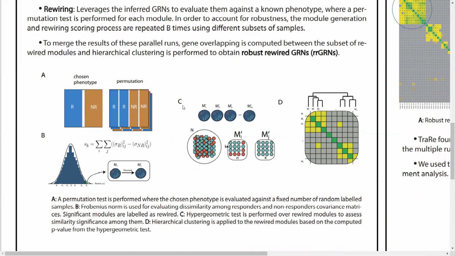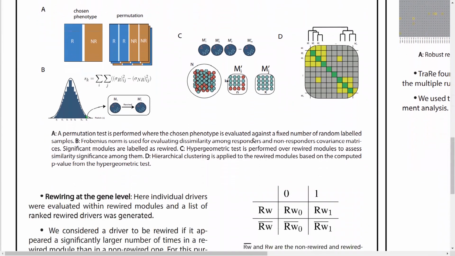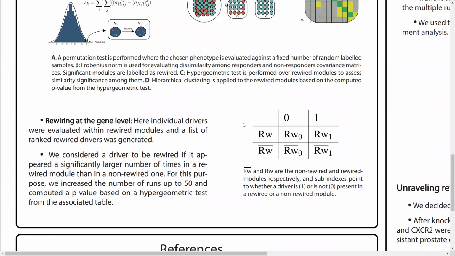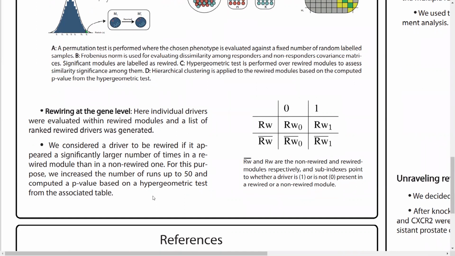So from the rewired inferred GRNs across runs, a hierarchical clustering technique groups together similar rewired gene regulatory networks, yielding robust rewired GRNs. On the other hand, drivers within the rewired GRNs are sorted according to their specificity among rewired or not rewired GRNs. We consider a driver to be rewired if it appeared a significantly larger number of times in a rewired module than in a non-rewired one. So for this purpose, we increased the number of runs up to 50 and computed a p-value based on a hypergeometric test from the associated table.